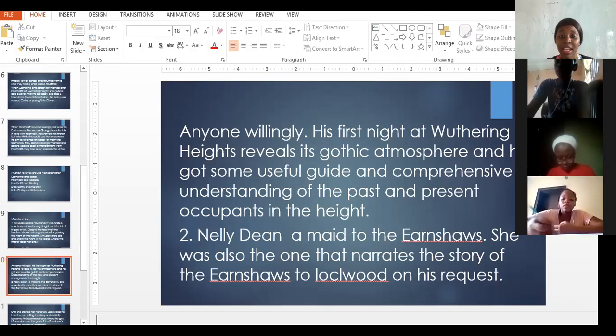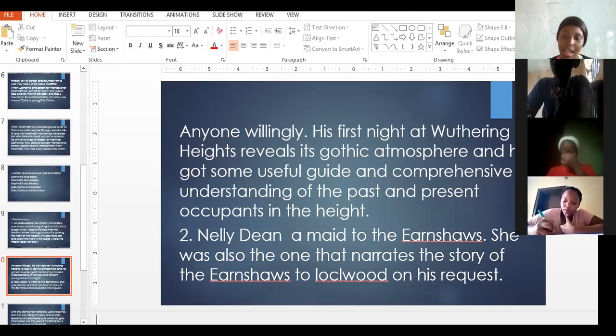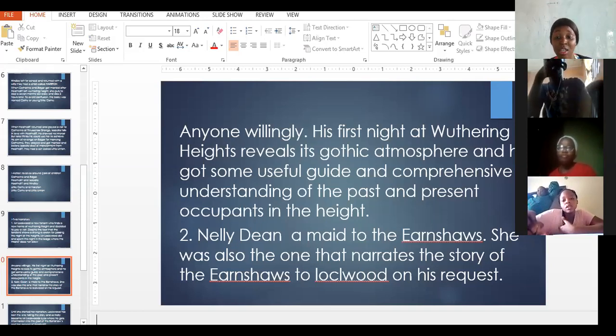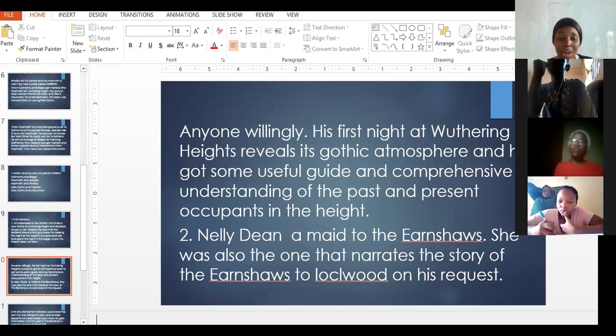Now, Nellie Dean is a maid to the Earnshaws. And she was the one that narrates the story of the Earnshaws to Lockwood on his request. Now, again, Mr. Lockwood got his information based on the fact that he came across some journals, and through that, he read what actually happened to the past and present occupants of Wuthering Heights. But Nellie Dean herself was actually there when the whole incident happened, because she was a maid to the Earnshaws.